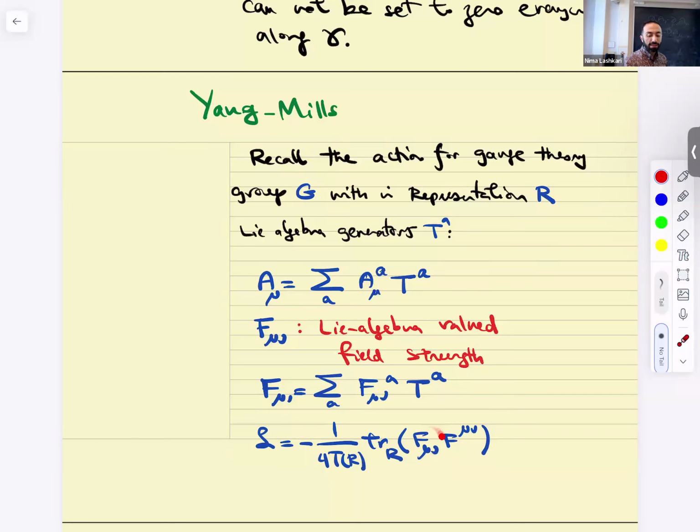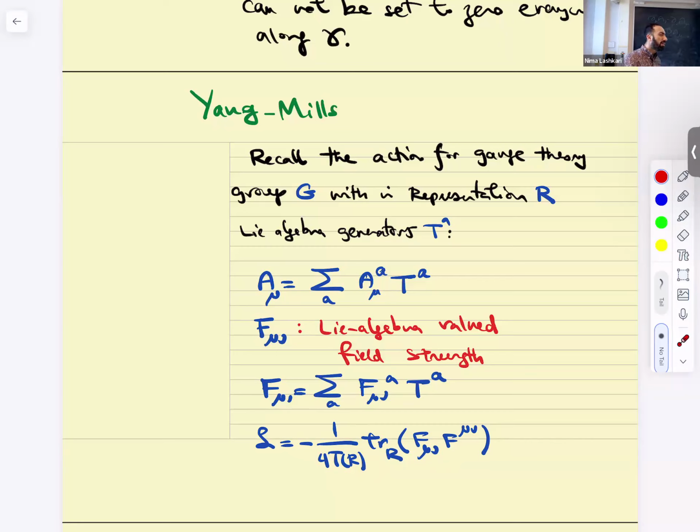So now I can expand these in T^A and T^B. T^A and T^B by definition were orthogonal. There was delta AB in there. And the coefficient of that in the general representation is going to cancel this. That's the point of it, right? So you basically end up with minus 1/4 trace of R, F_mu nu^A F^mu nu A.